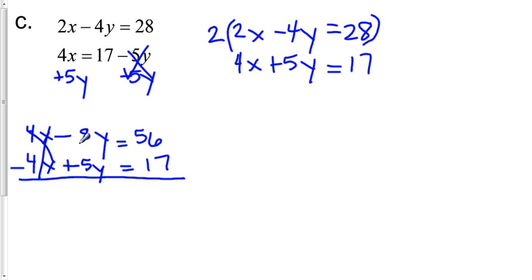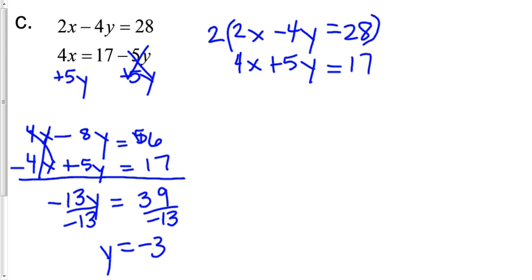So here we have negative 8y minus 5y. I'm subtracting, and that's negative 13y. And then 56 minus 17, we get 39. Now let's divide both sides by negative 13. And there we go. We've got part of our answer, y equals negative 3.